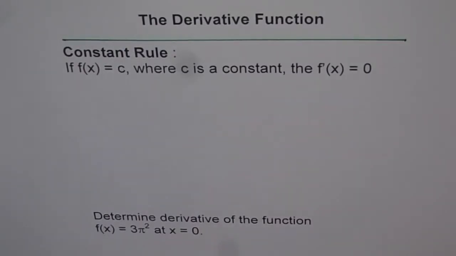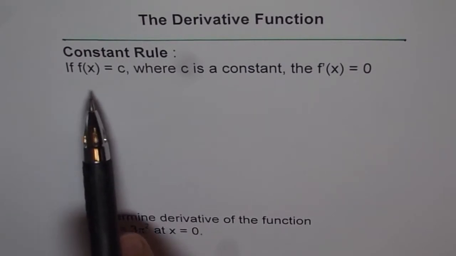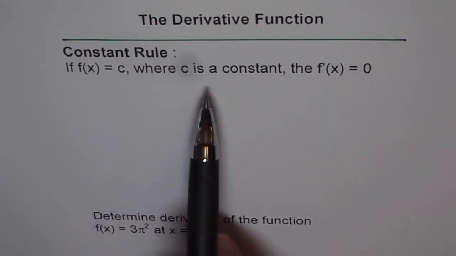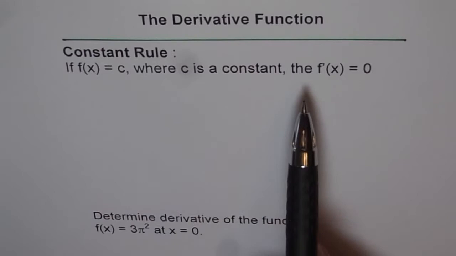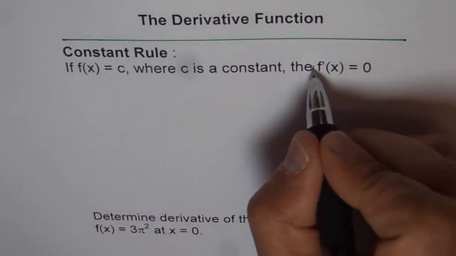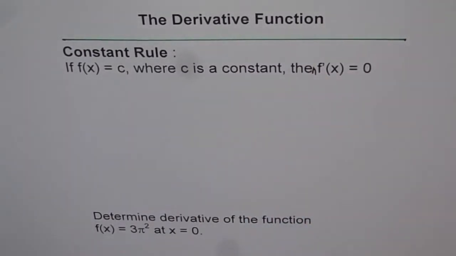The derivative function, constant rule. If f of x equals c, where c is a constant, then f dash x equals 0. So that is what the constant rule is, and here we'll try to prove it, right?